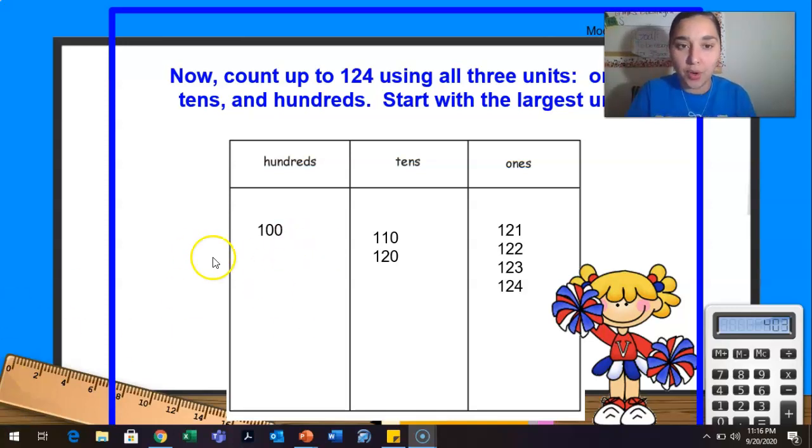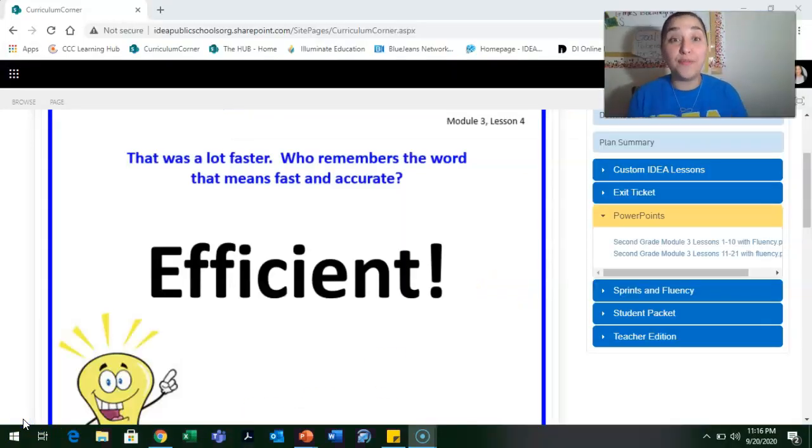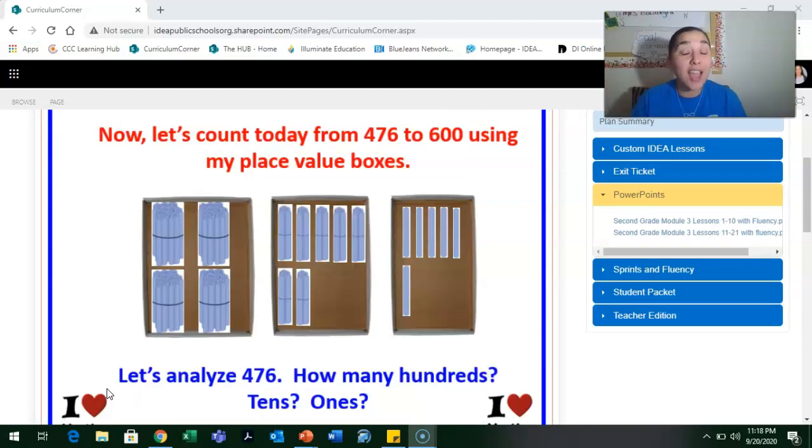This is exactly what you thought when you were saying those numbers aloud. Look, 100, 110, 120, 121, 122, 123, 124. That was very, very fast, boys and girls. Remember, what word means fast and accurate? The word is efficient. Remember, we have to be efficient. We need to work fast and accurate. Accurate means correct. Now let's count from the number 476 to 600 using my place value boxes.